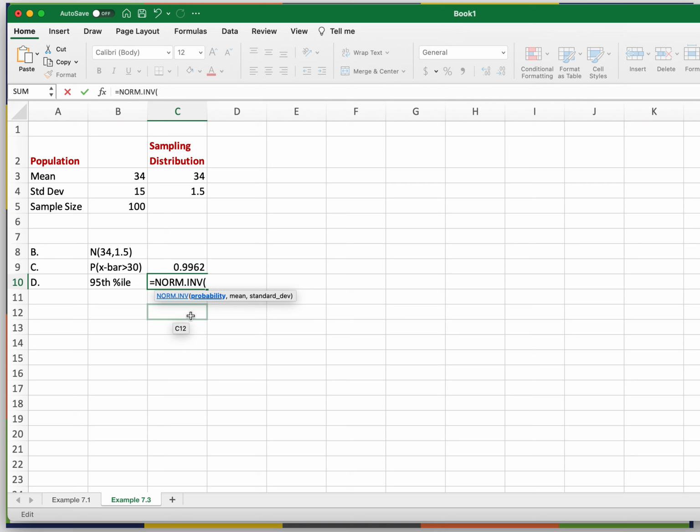And it gives you probability, mean, standard deviation. Well, the probability is going to be 0.95. The mean is going to be the same mean of the sampling distribution and the same standard deviation as the sampling distribution. And we find that the 95th percentile is at 36. I'm sorry, I said this wrong. At 30, being greater than 30 was 99% of the distribution. But to 1 decimal place, it's 36 and a half years old.